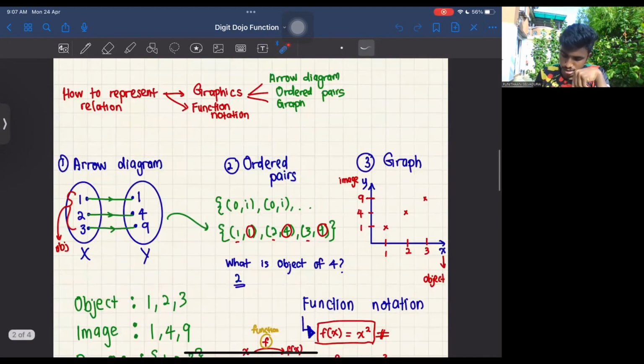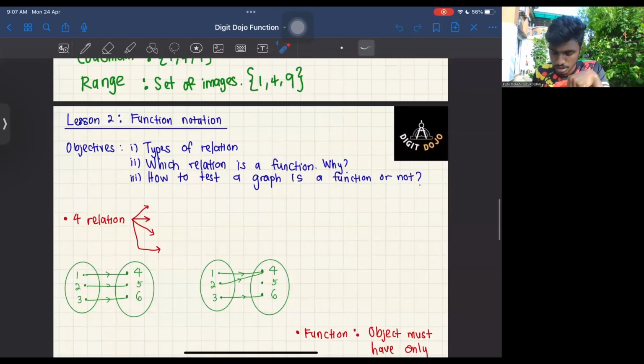So in this lesson 2, we will be learning how many types of relations there are. There are four types of relation, so we will look into all the four types and which relation among the four is a function and why. Because not all relations are considered a function, only some are. So we will see which one is a function.